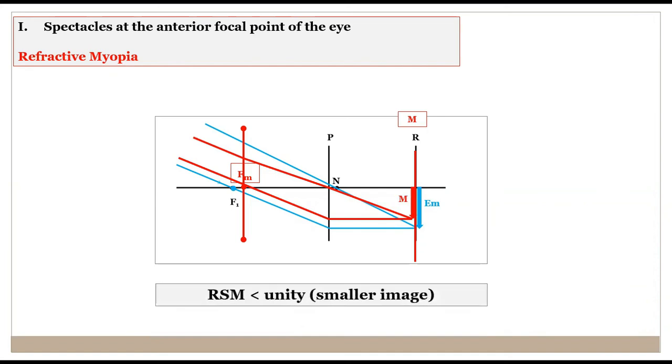So the RSM, as you see here, is less than unity. We have a smaller image. So the image here is diminished.